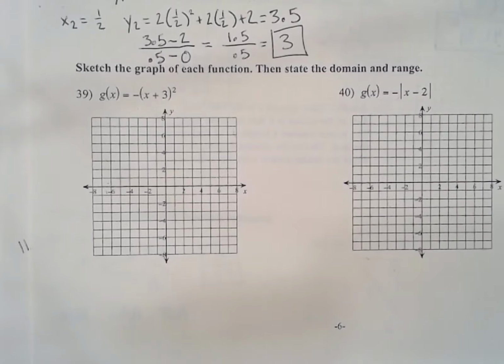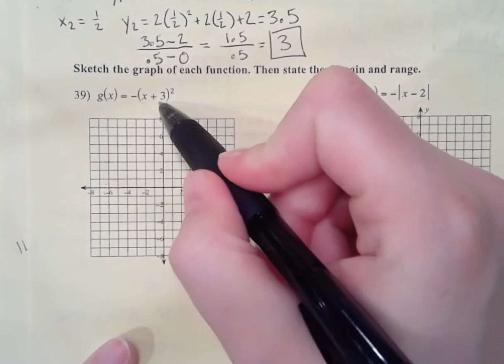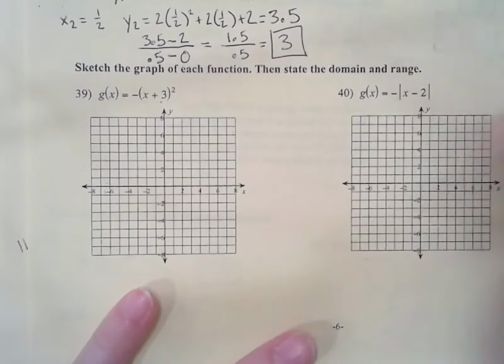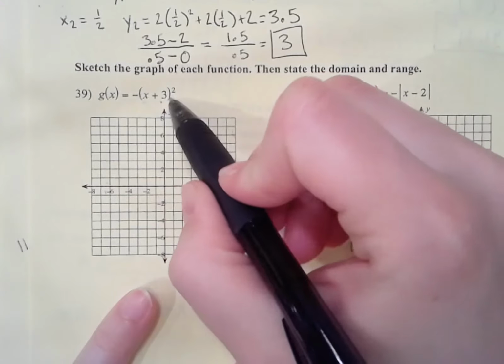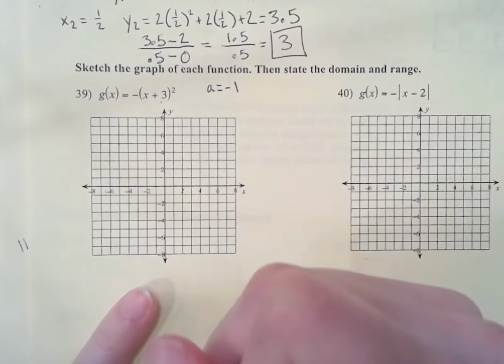Okay, we're going to do some graph sketching. Notice the big thing, this is going off of transformations, but really it just looks like vertex form because those are pretty much the same thing. So notice I have a quadratic. My a value is -1.